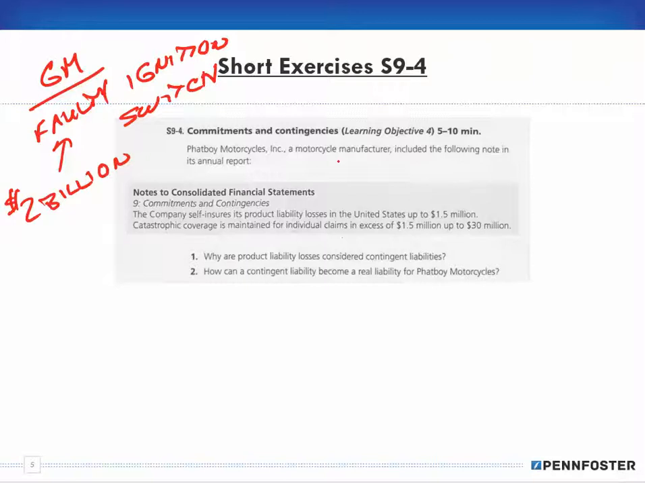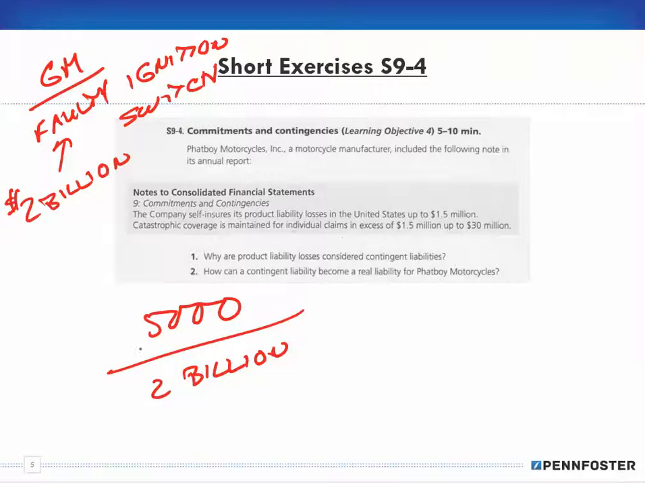Now, let's think about this. Let's say GM produced 5,000 cars, and they all have these faulty ignition switches. So GM knows about this, and they're looking at $2 billion in liability. But will they pay off on those 5,000 cars that have the faulty ignition switch? No. So this is a contingent liability in that it's a past event. The past event being we put in the faulty ignition switches, but it's dependent upon the future action.